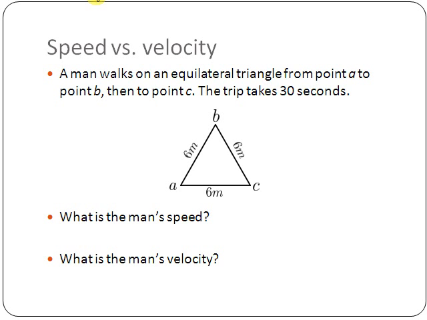And so he started off at point A here, and he walks first to point B, and then he walks to point C down here. And that's where he ends up. So the question is, first thing, what is the man's speed?